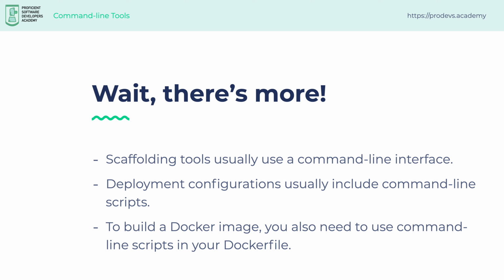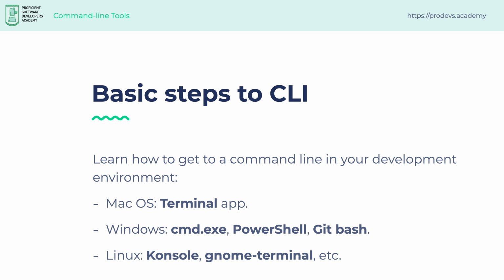When it comes to deployment, you need to automate it. Platforms like GitLab allow you to build very flexible deployment pipelines. But each step includes command line scripts that do the actual job. Are you planning to use Docker to run your application? To build a Docker image, you have to use command line scripts in your Dockerfile. Hopefully, I gave you enough evidence of how important the command line is. So, where do you start?